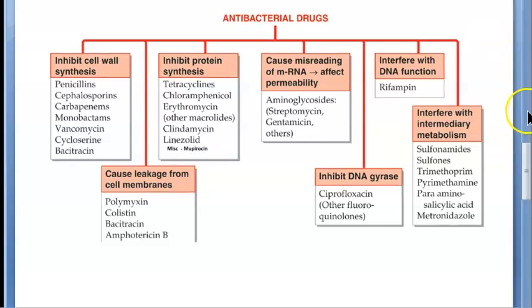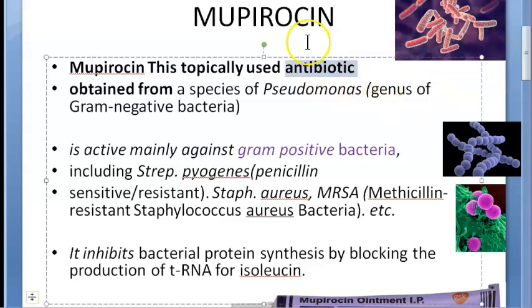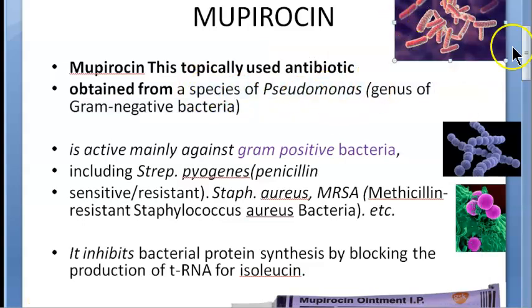So what is MUPIROCIN? It is a topically used antibiotic. That is, you apply it topically, not inside anywhere. You apply it on the skin. And it is an antibiotic to kill the bacteria. And from where is it coming? It is coming from Pseudomonas. This is Pseudomonas shown here.